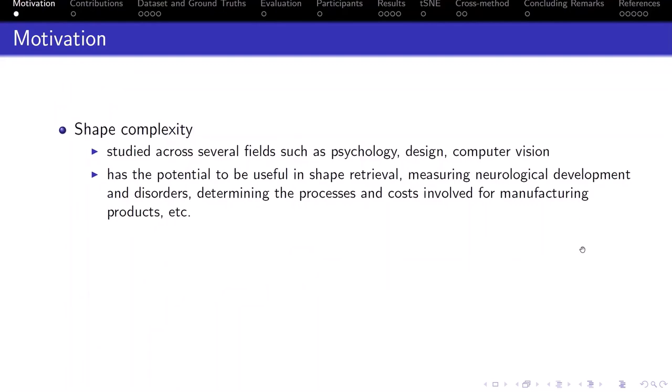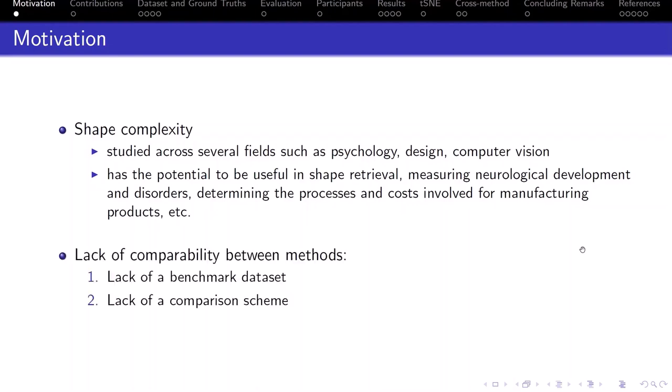So shape complexity is studied across several fields such as psychology, design, and computer vision. And it has the potential to be useful in shape retrieval, measuring neurological development and disorders, or determining the processes and costs involved for manufacturing products.